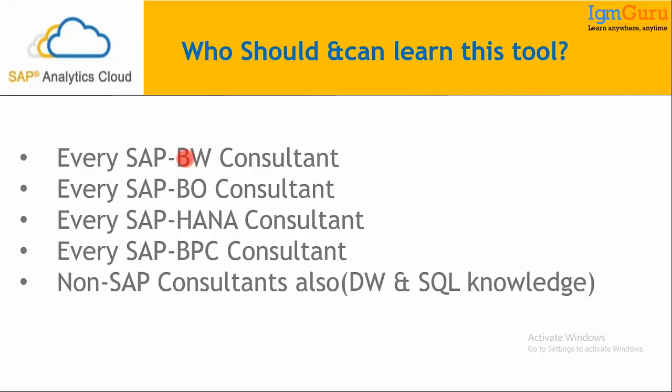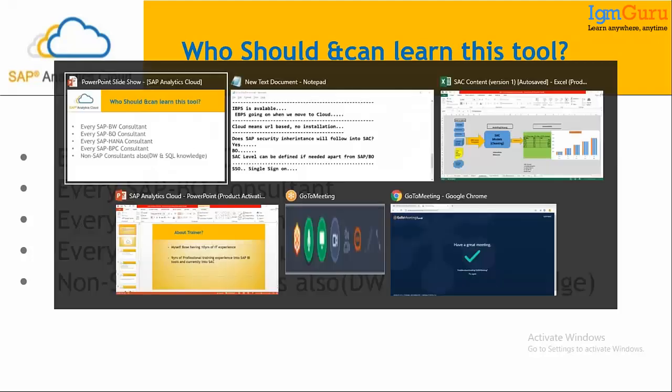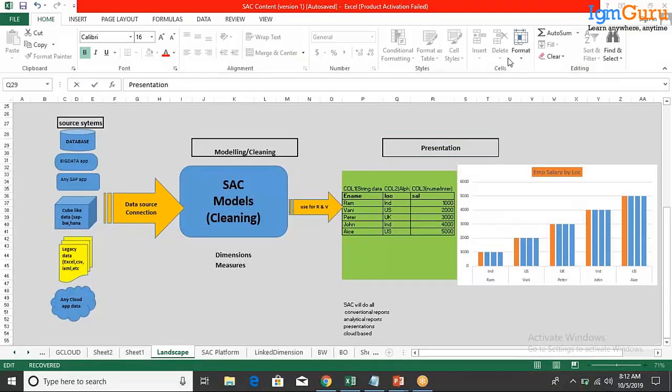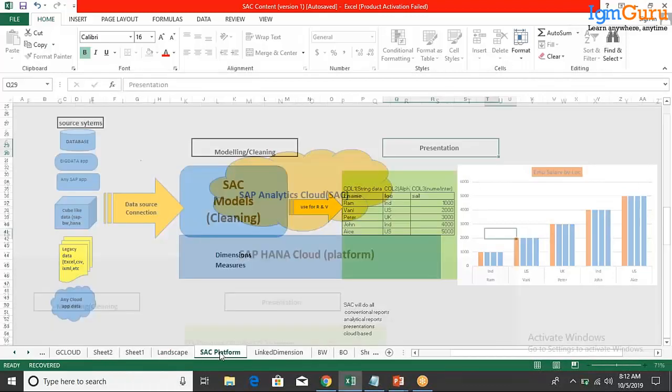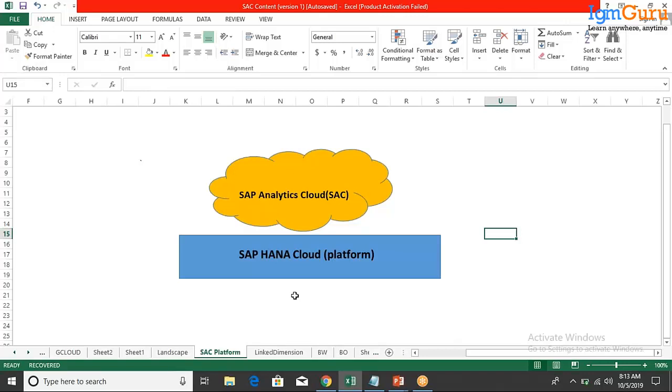One more question: how is the performance in SAC? Performance-wise, we don't have to worry, because it is completely hosted on the HANA platform. It's very good. It depends on the number of users and the content, whatever business data you are loading. From my perspective, I haven't seen issues until now in my projects all these days.